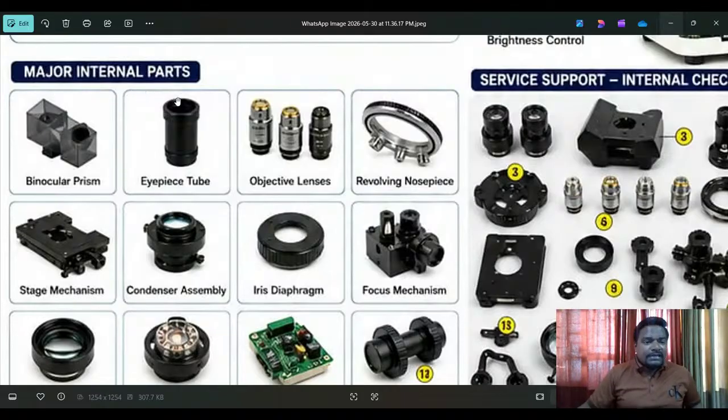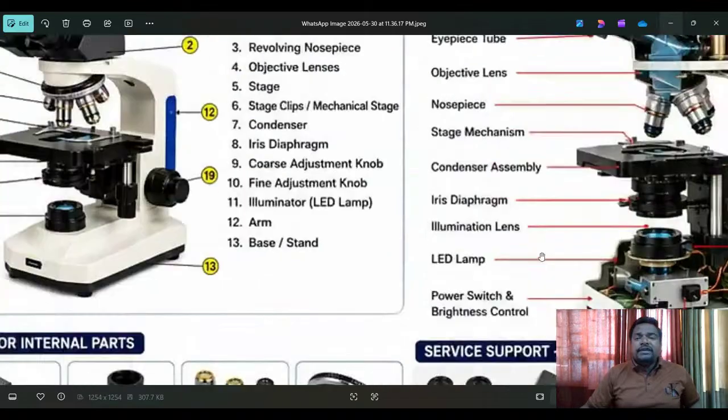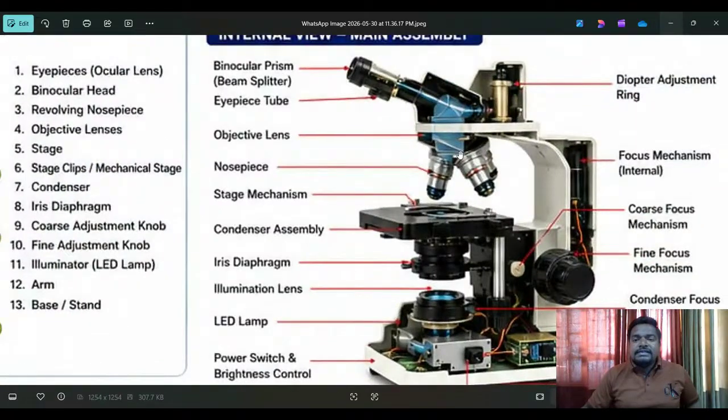Major internal parts here: the binocular prism. This prism is not visible. It is inside. This is the prism of the microscope here. That prism, see here.